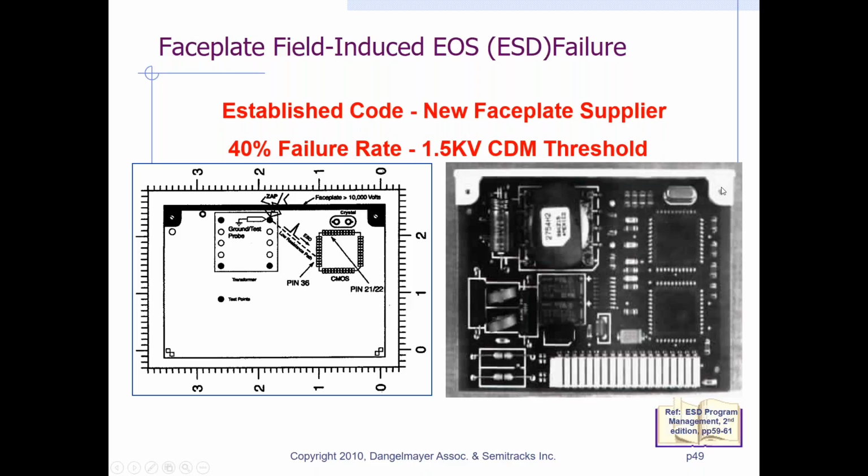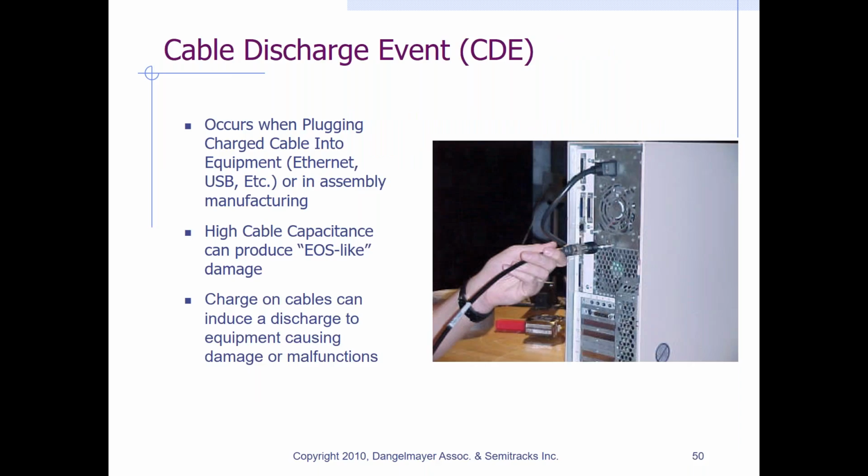This device had no failures for years. When the faceplate material was changed, it tended to charge to a much higher level and actually was producing failures in in-circuit test. This is what we call a field-induced charge board failure. This was many years ago, actually, before people knew how prevalent charge board failures were. And you can see this was quite a robust device. Its CDM threshold was considered plenty high. The presence of insulators on boards is something to be considered in having an ESD-safe process to avoid ESD-induced electrical overstress damage. Okay. Next slide, please.